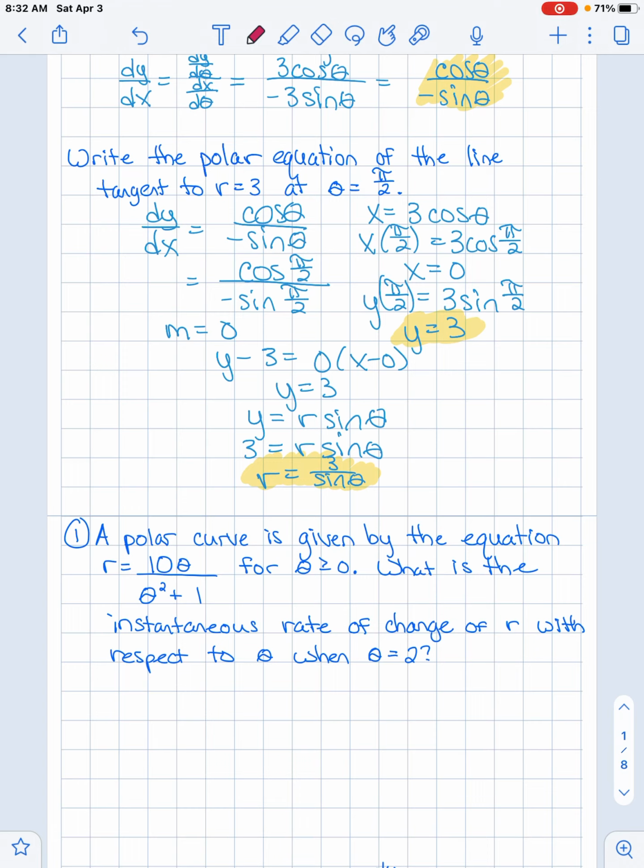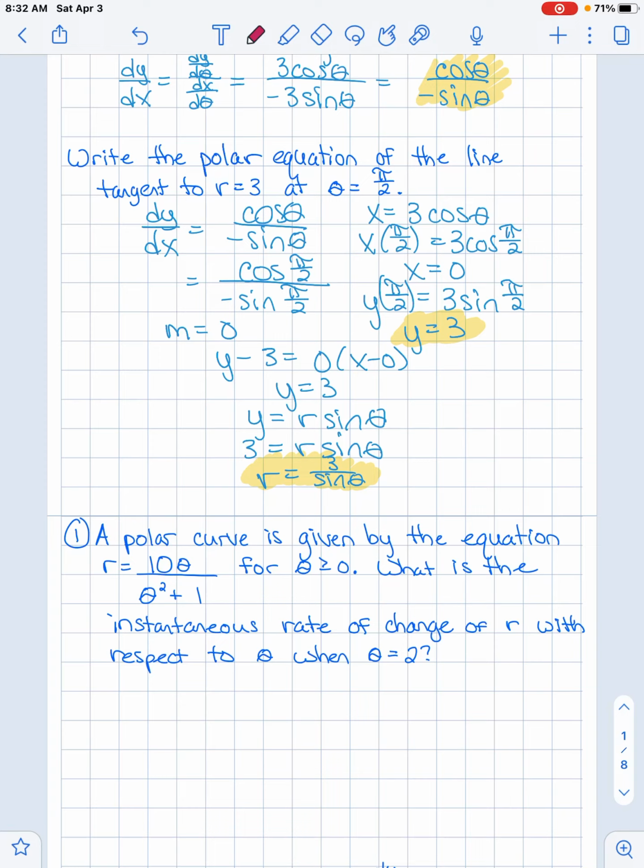A polar curve is given by the equation r equals 10 theta over theta squared plus 1, and that's only for theta values that are greater than or equal to 0. So what is the instantaneous rate of change of r with respect to theta when theta equals 2? So be very careful on this one. We're going to read the directions again.